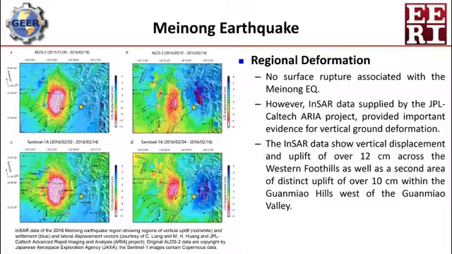And so the next slide is going to look at this particular image C from the Sentinel data, showing uplift of the western foothills as well as uplift of these hills just to the west of the city of Guanmiao, as well as a striking north-south trending lineament. Uplift during the earthquake, I should mention, is on the order of about 12 centimeters within the western foothills and about 10 centimeters within the Guanmiao hills.